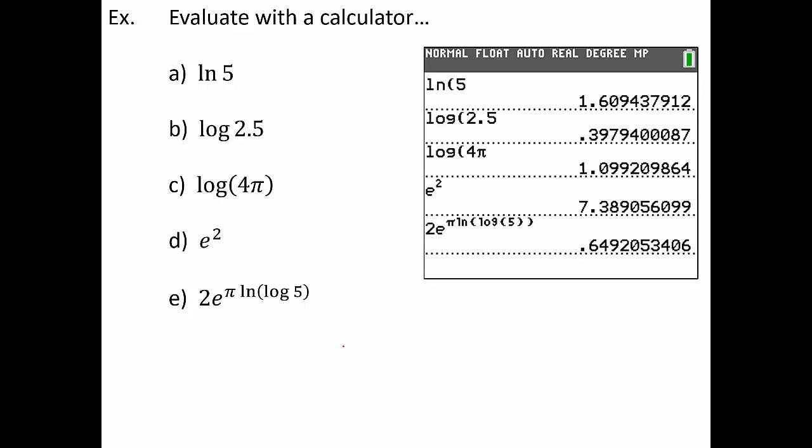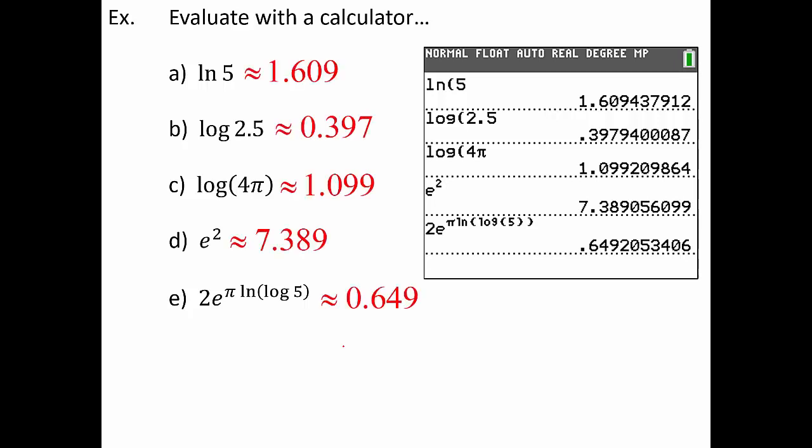Alright, this is mostly about just making sure that you know how to use your calculator properly. So when I type these operations into my calculator, notice I don't bother putting the second parenthesis to close the statement because the calculator itself will do that for me. ln of 5 is 1.609, log of 2.5 is 0.397, log of 4 pi is 1.099, e squared is 7.389, and 2e raised to the pi ln log of 5 would be 0.649. So I've got those answers there.